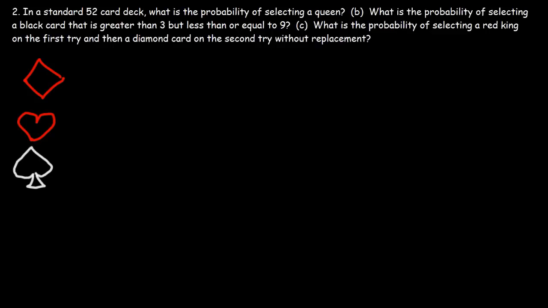My drawing's not perfect, but what you can do is go to Google Images, type in standard 52 card deck, and you'll see all the cards in the 52 card deck. But this is supposed to be black instead of white. Just keep that in mind. The last type is the clubs, which looks something like this. Let me see if I can draw that better.